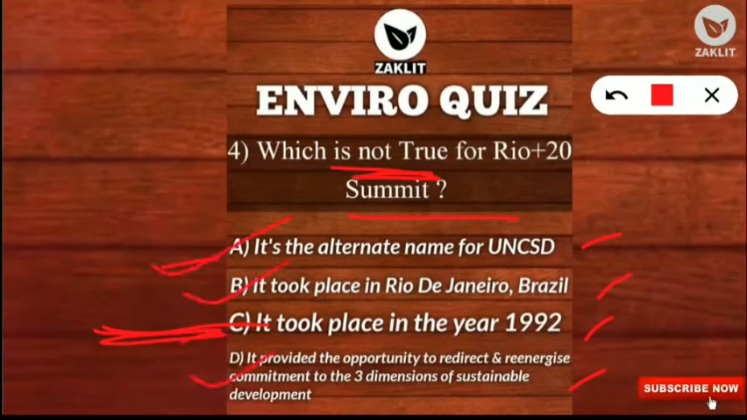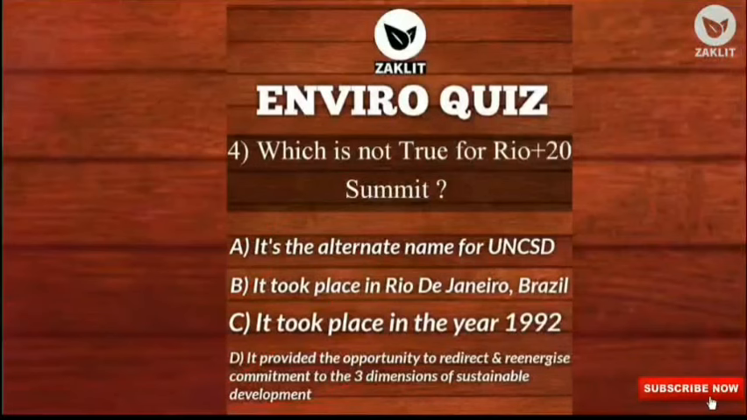First, it is the alternate name for UNCSD. That means Rio Plus 20 is also known as the United Nations Conference on Sustainable Development. So that is the alternative name. Next thing which is correct is it took place in Rio de Janeiro, that is in Brazil, and it also provided the opportunity to redirect and re-energize the commitment to the 3 dimensions of sustainable development. Now you have to comment what the 3 dimensions of sustainable development are. Comment in the comment section, let us know who has the correct answer.